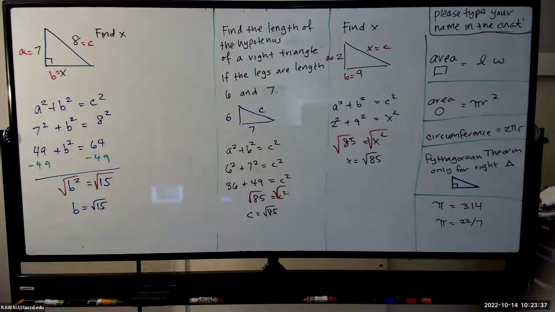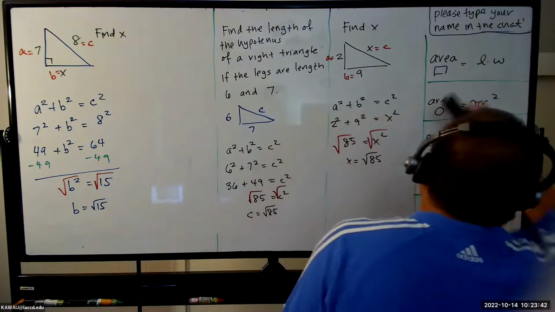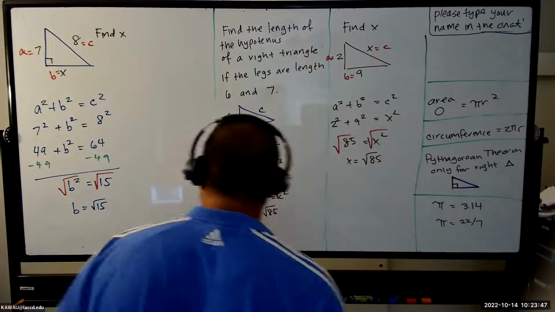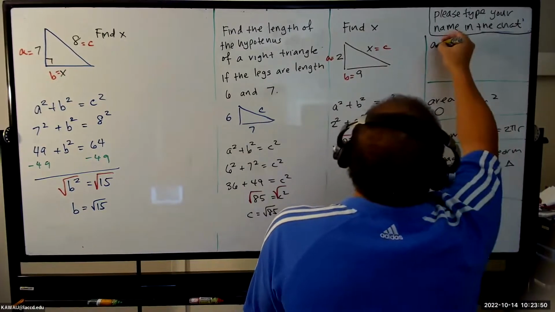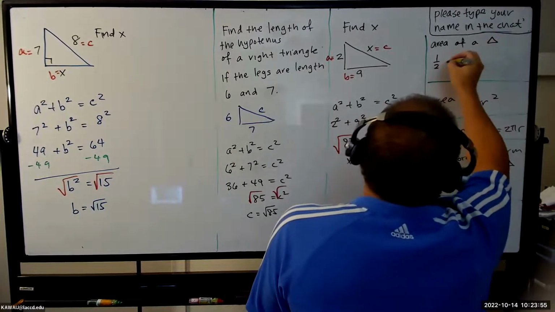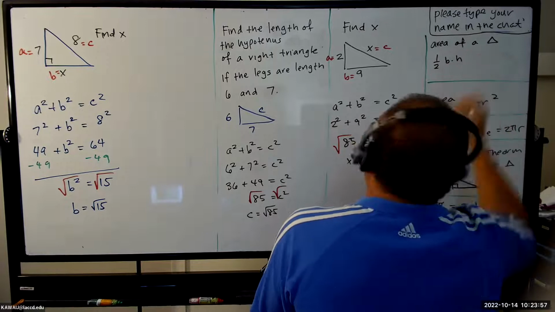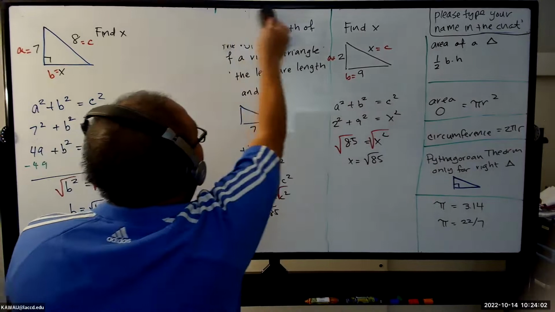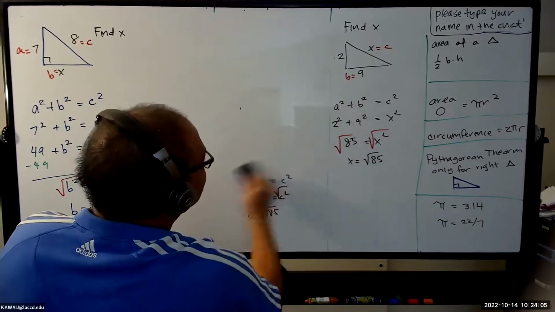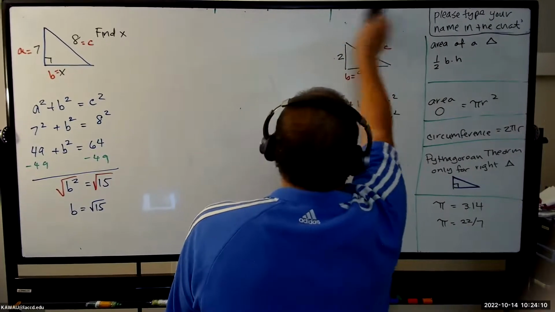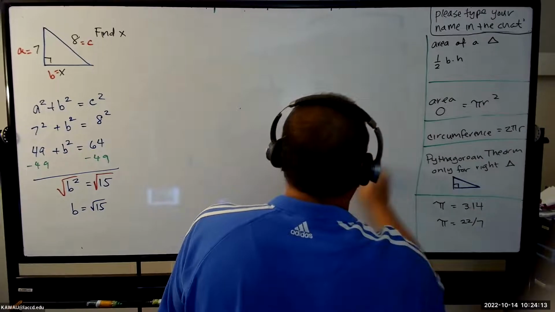So let's now look at the area of a triangle. So the area of a triangle is 1/2 base times height. Now I apologize, my phone for some reason is not working, so I can't send you slides, but I will be able to send you the video of today's lecture.